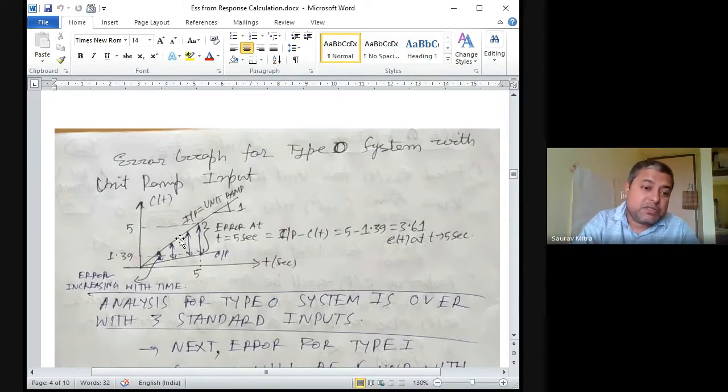Now see, there is a difference. This is the ramp input of a type 0 system. This is input increasing and this is output increasing, and the distance between them is actually increasing with respect to time. Input and output both are diverging, but their distance is increasing with respect to time.